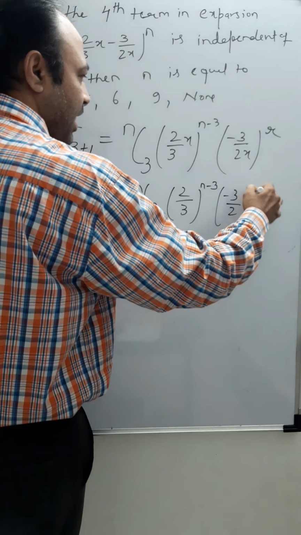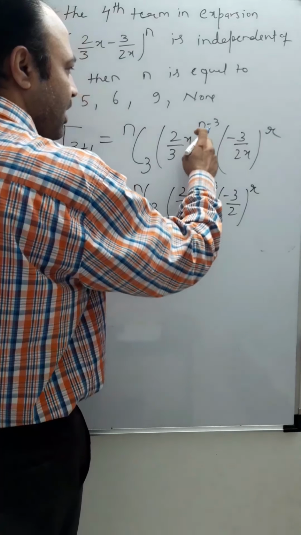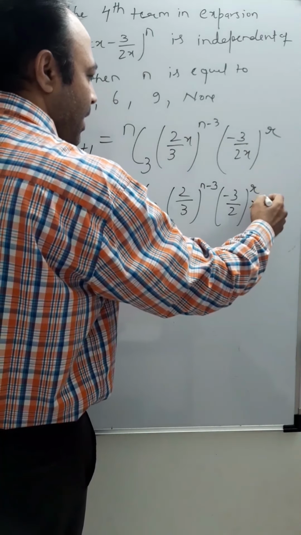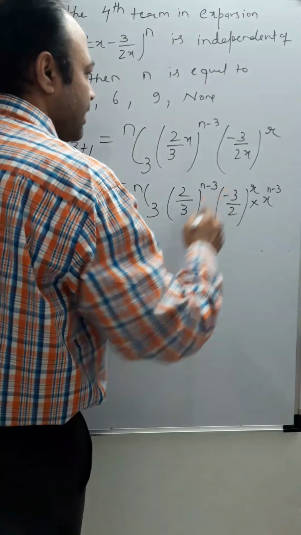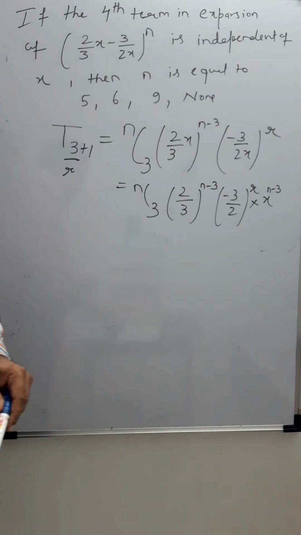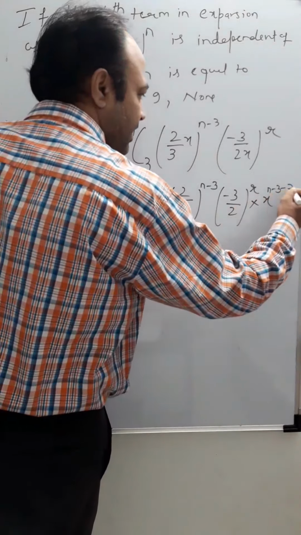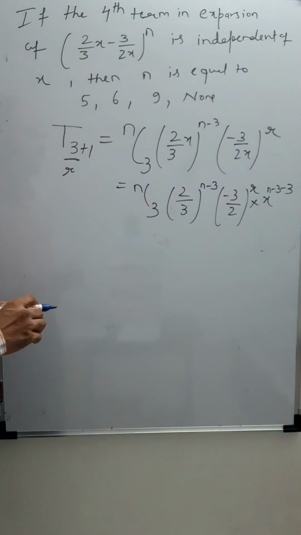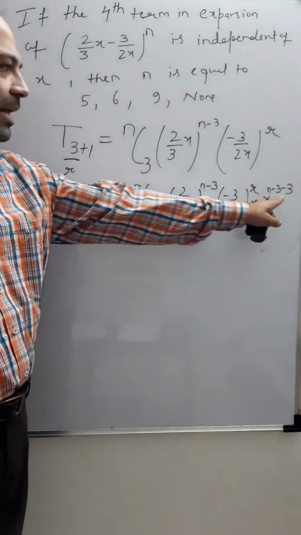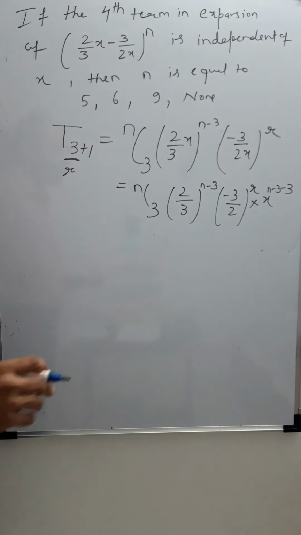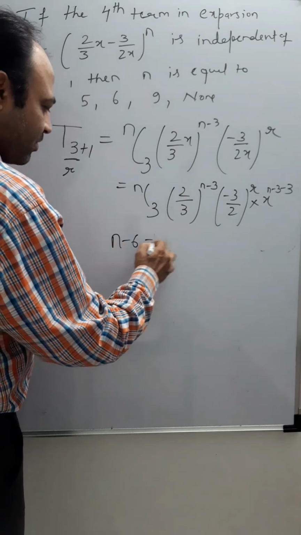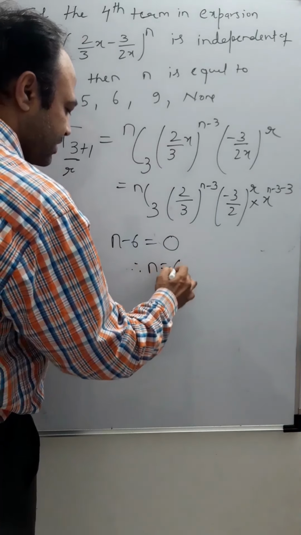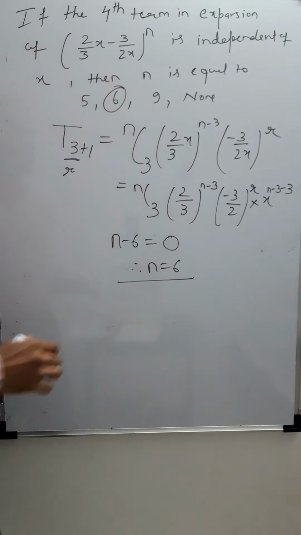It should be r, and x to the power n minus 3. So for the independent term, the power of x should be 0, and this is how it appears. Clear? Now this n minus 6, this should be what? 0. Then only the independent term will come. So n minus 6 equals 0, therefore n is 6. 6 is the correct answer.